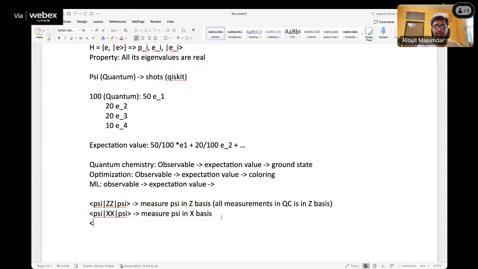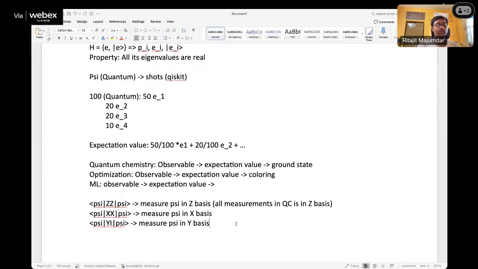If you have something like psi Y psi, it means measure psi in the Y basis. Even if it is Y I, you can measure the first qubit in the Y basis and the second qubit in the Z basis. If it is I, you can still measure it in the Z basis. But for the first qubit, you need to measure it in the Y basis. But again, like I said, we do not measure in anything other than the Z basis.